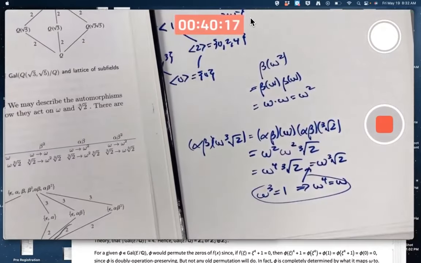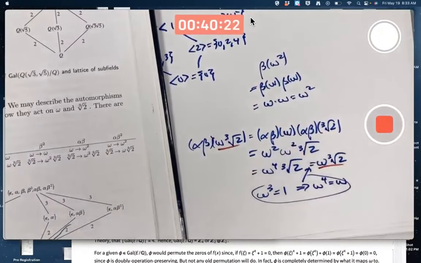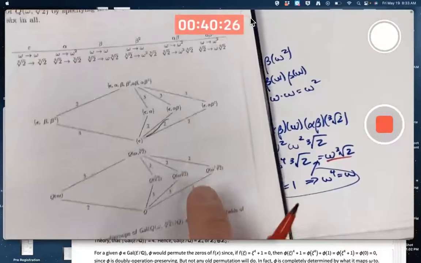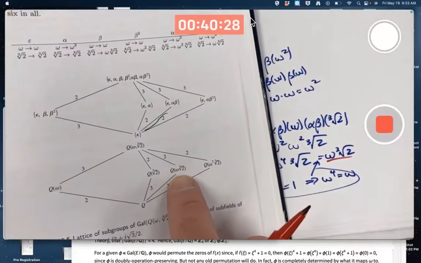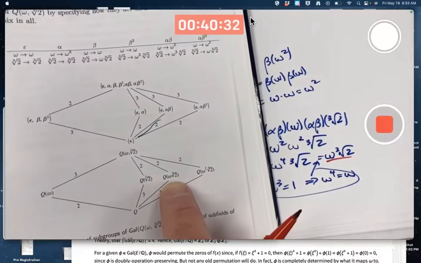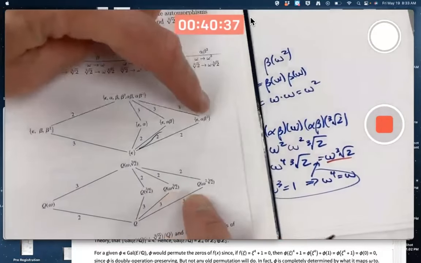So yes, ultimately, alpha beta did fix omega times cube root of 2, which is a partial justification of that being the fixed field there. You probably want to verify it does not fix omega squared times cube root of 2, because evidently that's what fixes that.